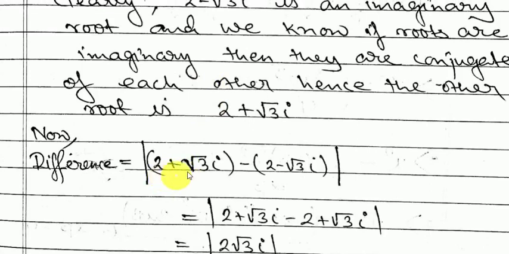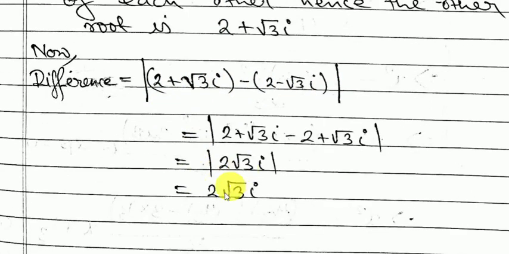Then this is 2 plus square root of 3i minus 2 minus square root of 3i. So you solve, you get mod 2 into square root of 3i. It is plus only, so simply we have to write plus. If there had been minus, still we would have written 2 square root 3i. Mod means that: if I have mod minus 1, that is equal to 1. If I have mod minus 3, that is equal to 3. If I have mod 2, that is equal to 2. So mod gives you the absolute value without the sign.